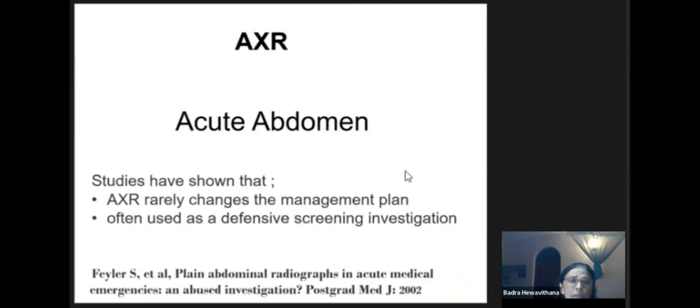So when you think of the acute abdomen, the studies have shown abdominal X-ray rarely changes the management plan. I don't know how much you agree. It is often used as a defensive screening investigation because otherwise you can buy some time until you get the CT scan. Once you put the request, you can't wait. So it is a defensive screening investigation, especially in places where there's a lot of litigation going on.